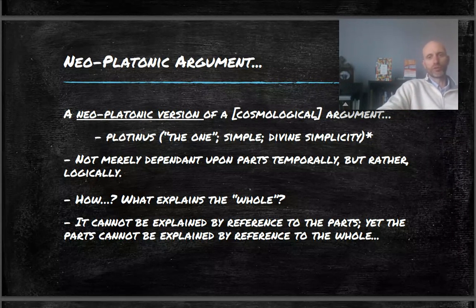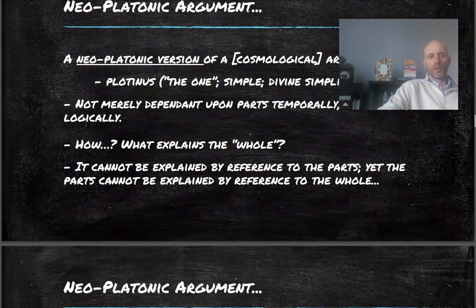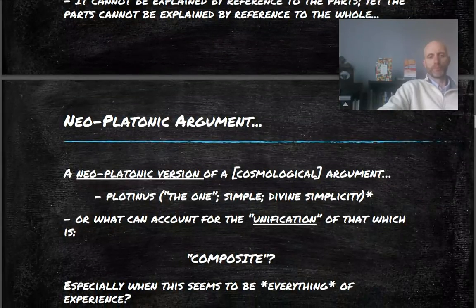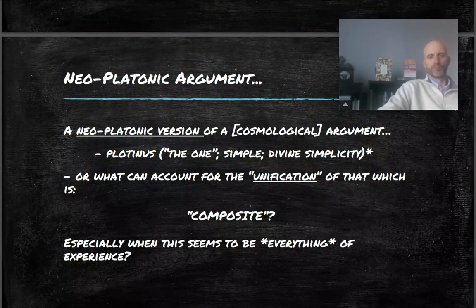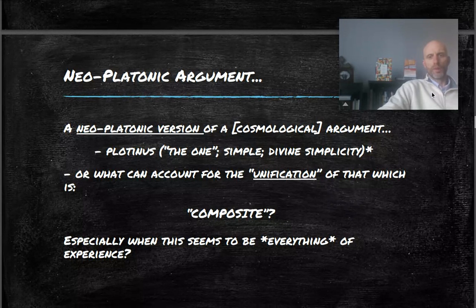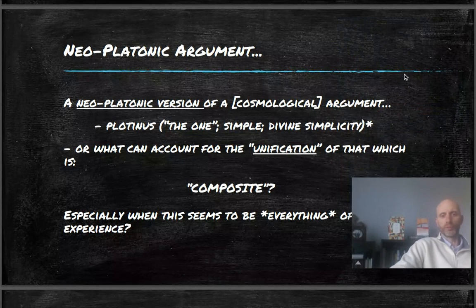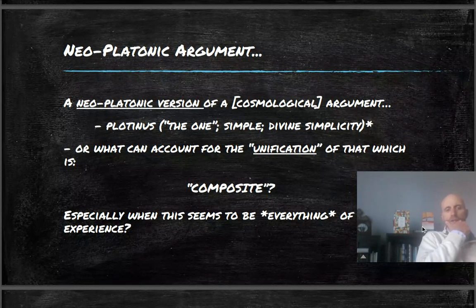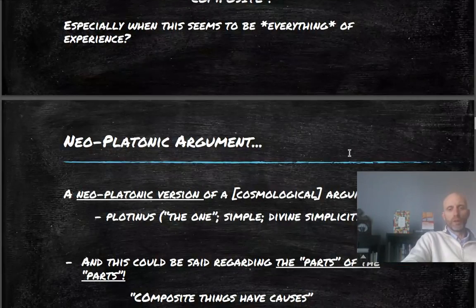So let's go ahead and get down to that, because we've kind of talked about this particular slide already: what explains the whole cannot be explained by reference to the parts, yet the parts cannot be explained by reference to the whole, right? So let's keep going. Seems like we doubled up on that slide. It's all right. Basically, we just got ahead of ourselves here in our talk. We just outran our slides, but that's okay, because we can just highlight that again. What we're talking about is what can account for the unification of that which is, especially if everything is just composite, right? Let's keep going.